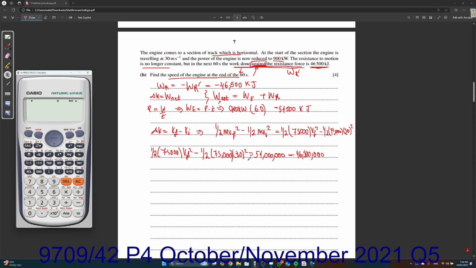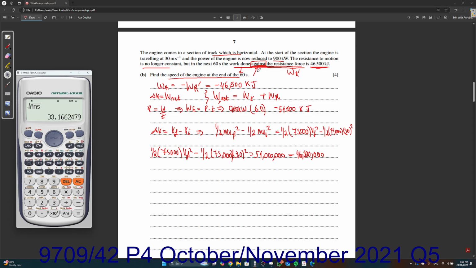So you do 54 million over here, minus 46,500,000. You add, solve, I'm just solving. So plus, you take this other side, so it's going to be plus 0.5 times 75,000 times 30 squared divided by 75,000 times 2, square root, and you get 33.166.